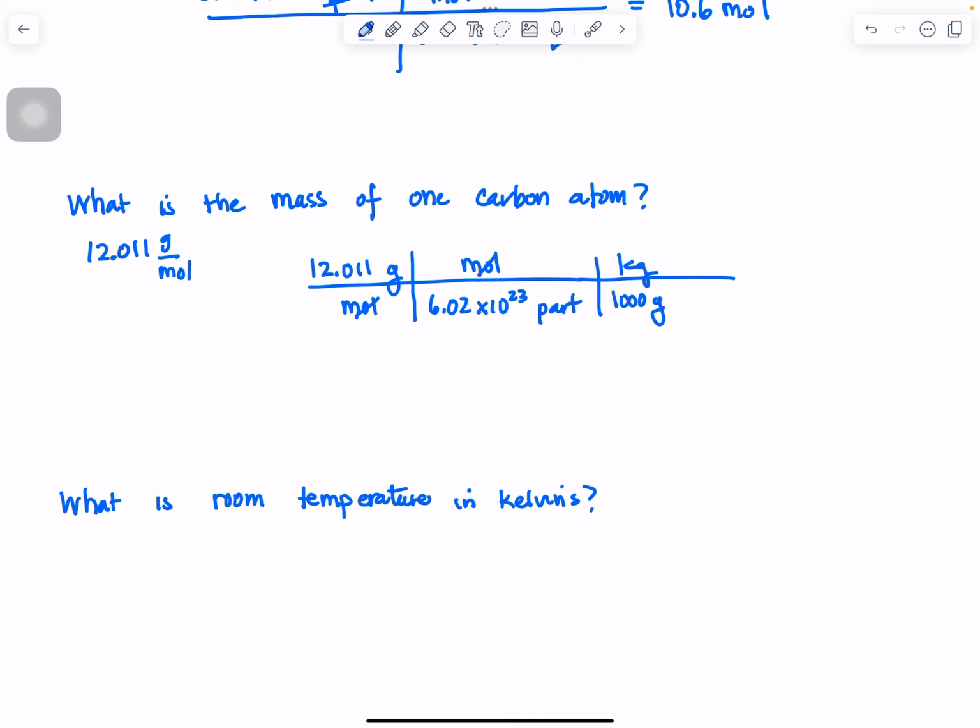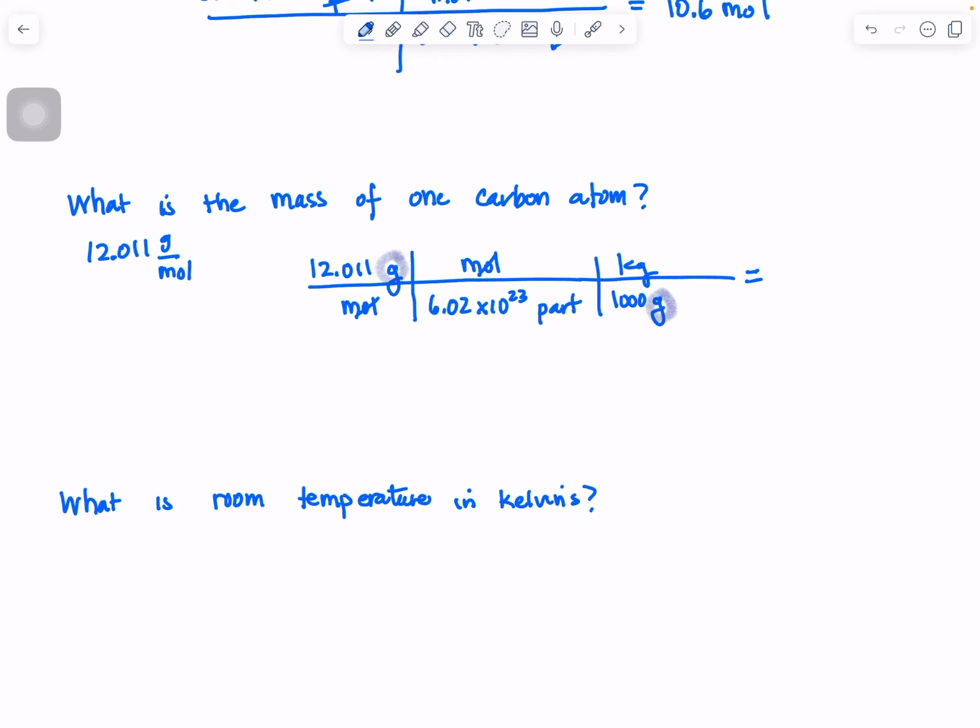Some of you may be wondering, why am I dividing by 1,000 instead of multiplying? Again, if you do unit analysis, that will help you. Grams on top, grams on the bottom, that cancels out. I know I've done it the right way because I've got grams divided by grams. So that's how I know whether to multiply or divide, is I write things out.